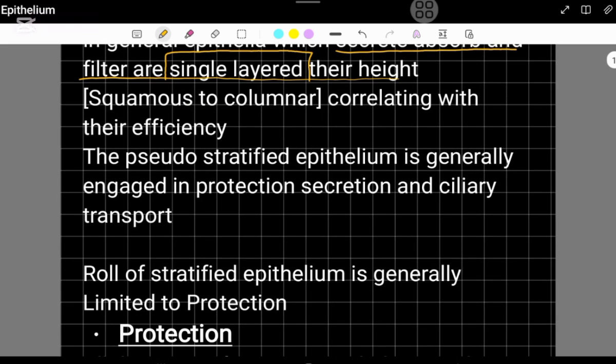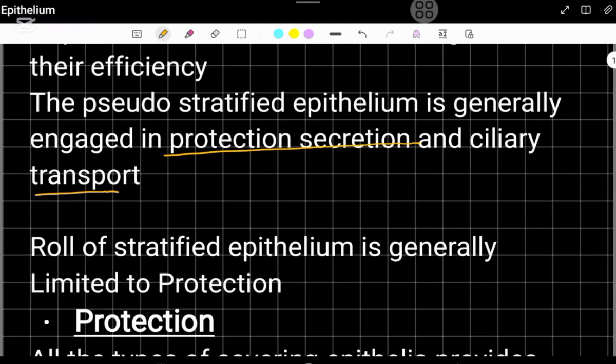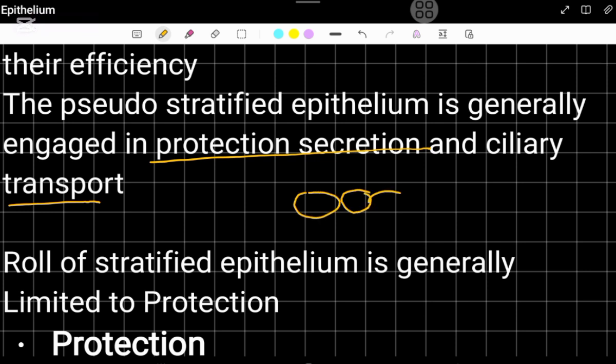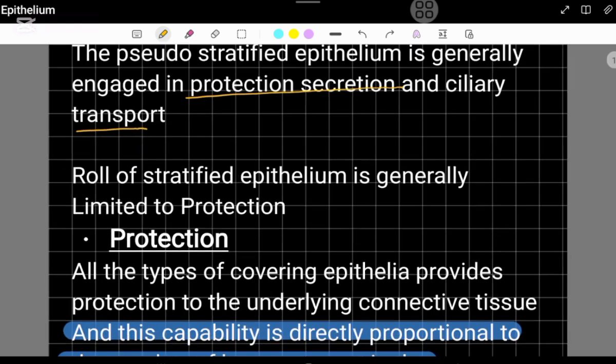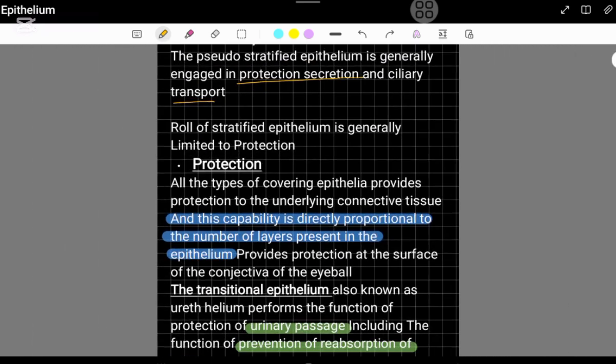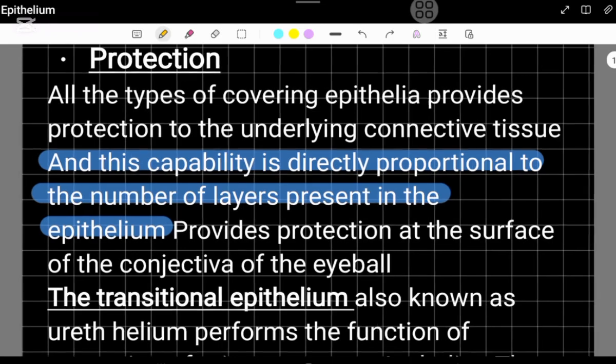The pseudostratified epithelium is generally engaged in protection, secretion, and ciliary transport. You get that? Because pseudostratified and stratified epithelium are not single layered and they have many layers, they are most usually involved in protection and secretion. The role of stratified epithelium is generally limited to protection.